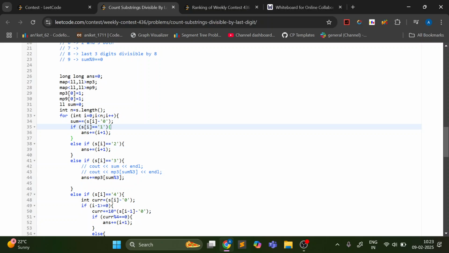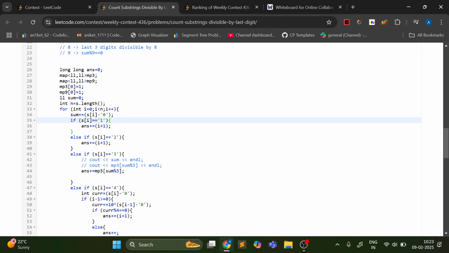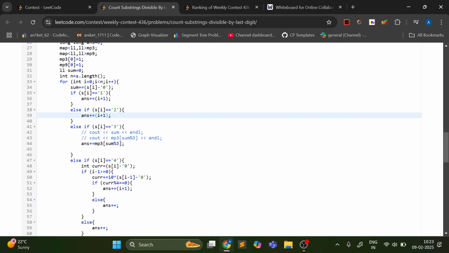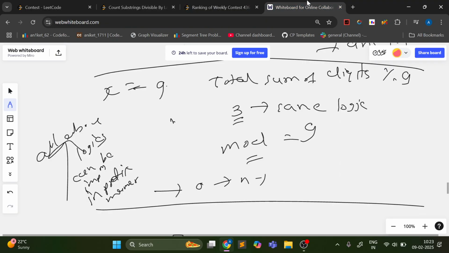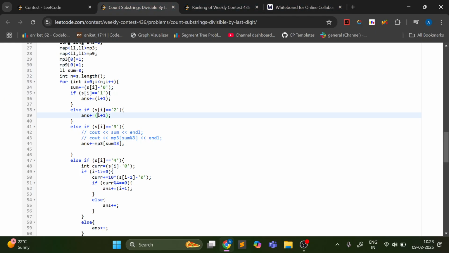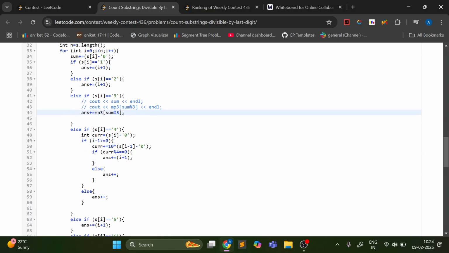Now I am iterating over 0 to n. If s of i equal to 1, all substrings are added to the answer. If s of i equal to 2, again all substrings are added into the answer. If s of i equal to 3, then what we add is sum mod 3, based on our logic from the MP3 map. In MP3 map, we are storing prefix sum mod 3, so we only access MP3.